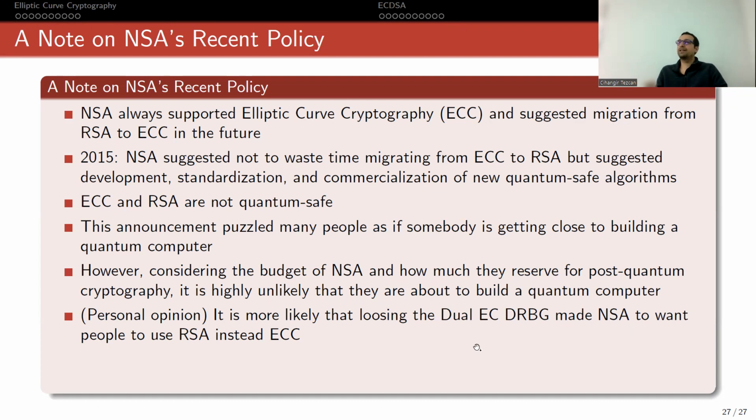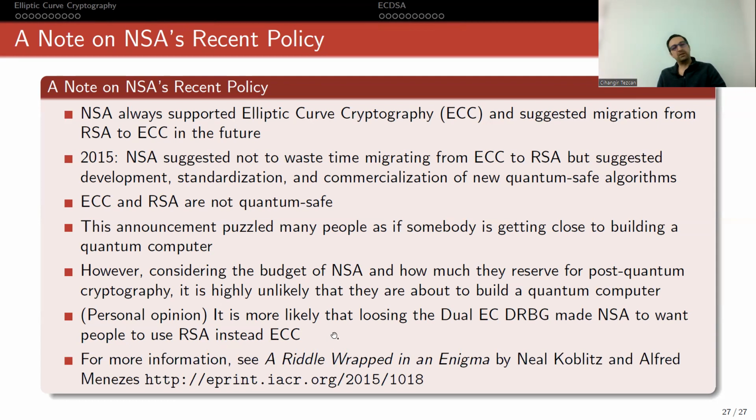So this is why NSA actually wanted people to use elliptic curve, so that that random number generator will be there so that they can break the system. But since we discovered this backdoor and we are no longer using it, this is why NSA suggests to stay at RSA, because there are many attacks on RSA and it's a little bit easier to attack RSA than elliptic curve. So if you're more interested, there's a very nice paper by Neal Koblitz and Alfred Menezes titled Iridium Wrapped in an Enigma. They argue that elliptic curve cryptography will stay secure for some time.